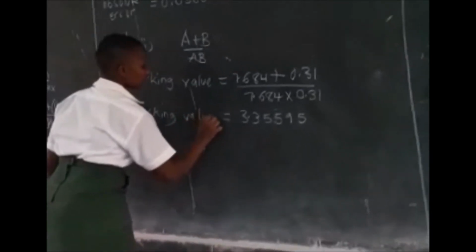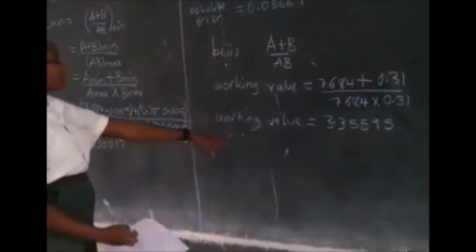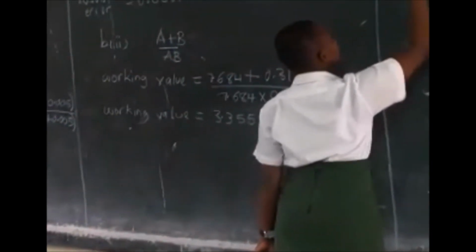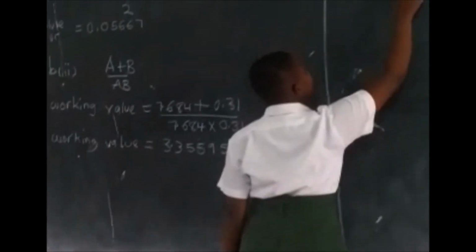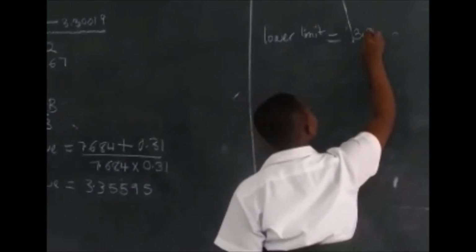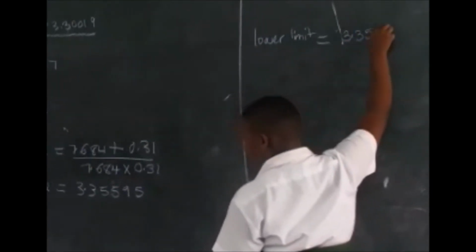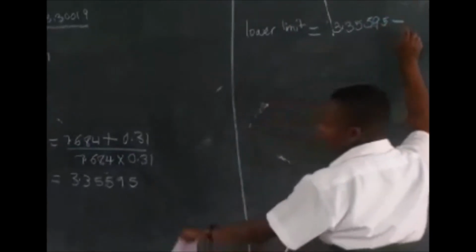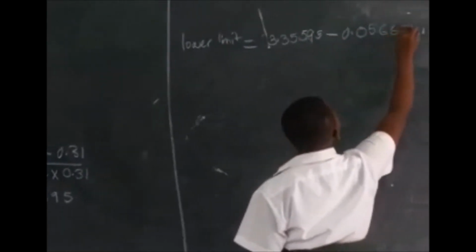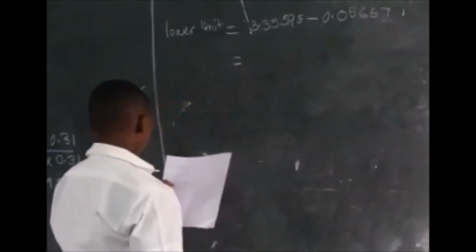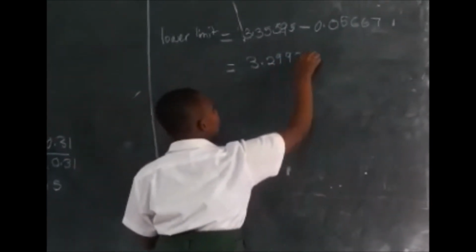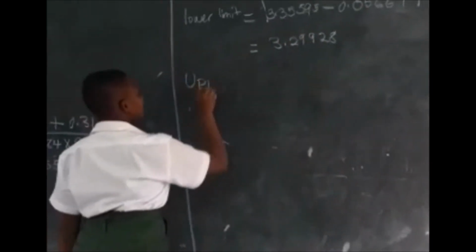As the question states that we should find the interval, we are going to use this working value to find the interval. So, to find the lower limit, we are going to get the working value, 3.35595, minus the absolute error, which we got as 0.05667. So our lower limit is going to be 3.29928.